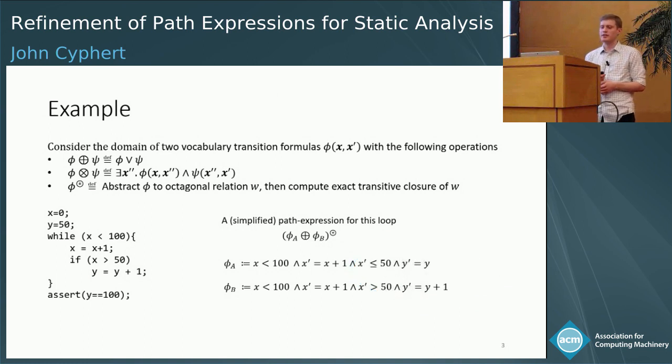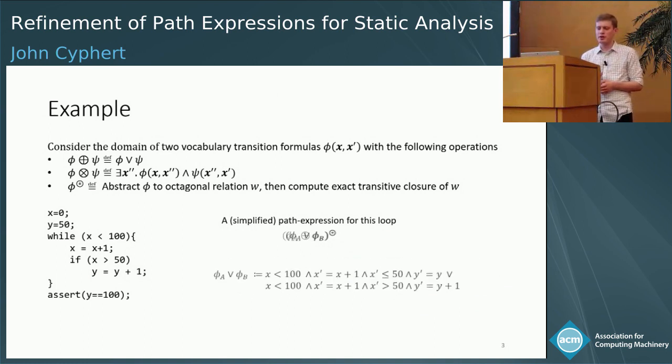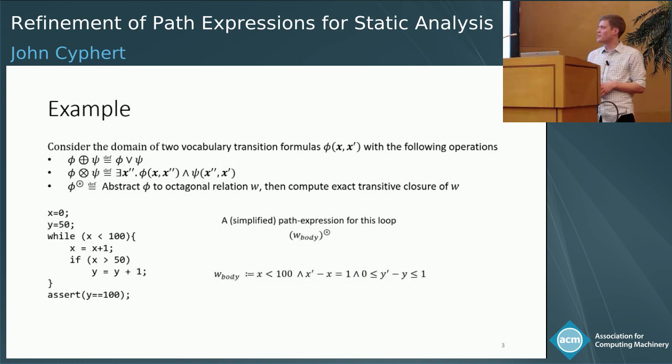Since our choice operator is logical disjunction, we'll just go ahead and do that. And now we need to evaluate this loop body. So what we're going to do is abstract this disjunctive formula here to some approximating octagon. The important thing to note is that in one disjunct we have y staying the same, and on the other disjunct we have y getting increased by 1. So when we abstract to the octagon, we're going to lose the precise information about what happens to y. It can either go up by 1 or stay the same.